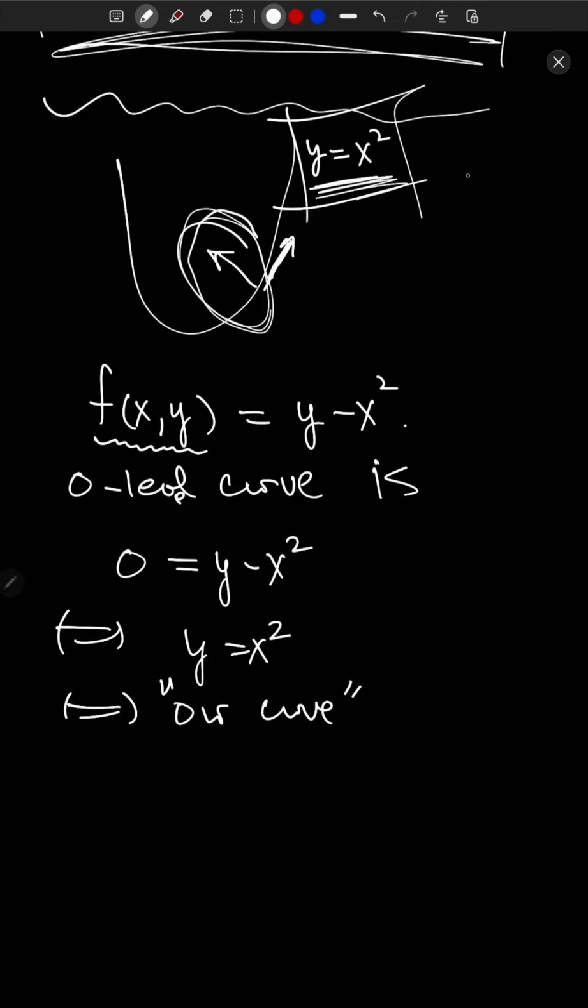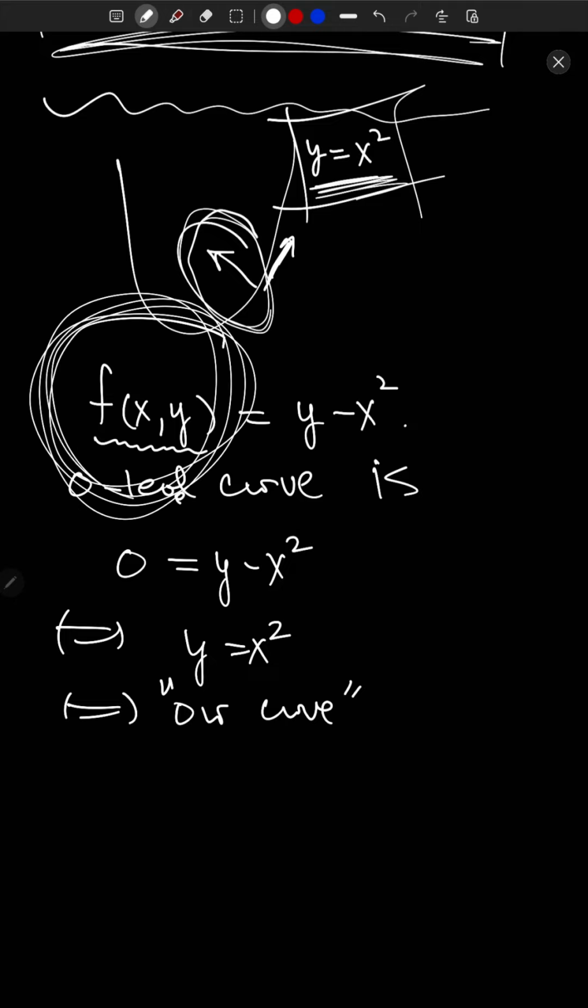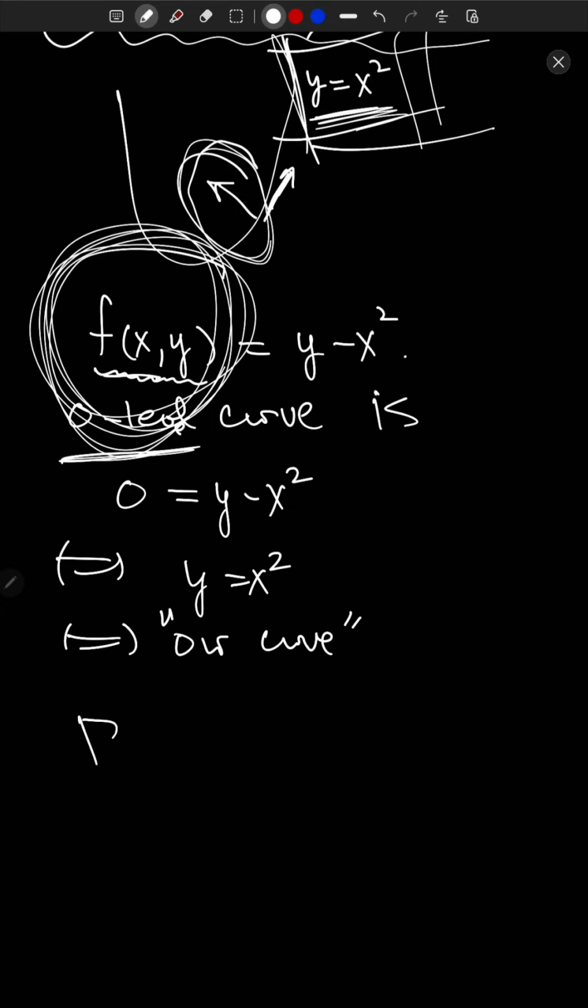You have a curve, you want to study it, you want to find the normal directions. You make up a new function, so that the curve of interest is a level curve of that function. Now, if I want the normal directions, I just calculate gradient f, right? So f is y minus x squared. So gradient f is going to be minus 2x i plus j.